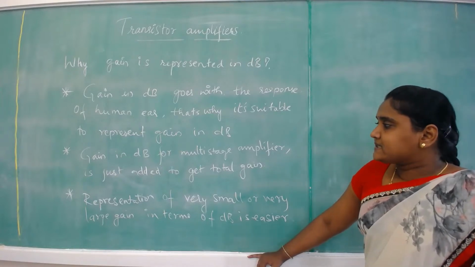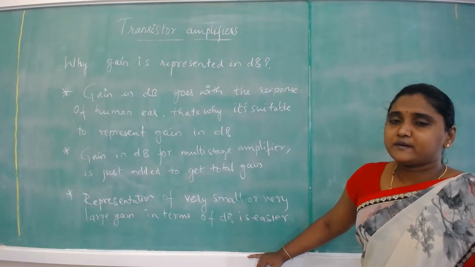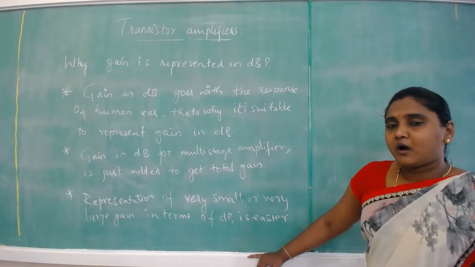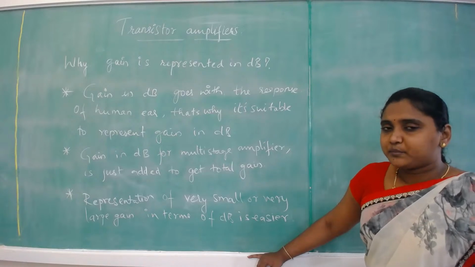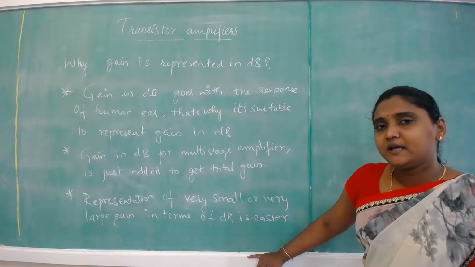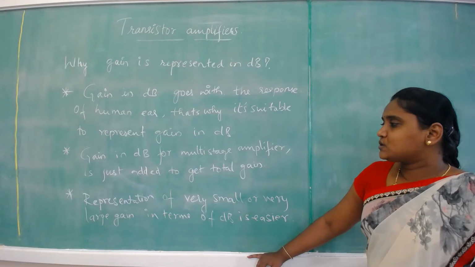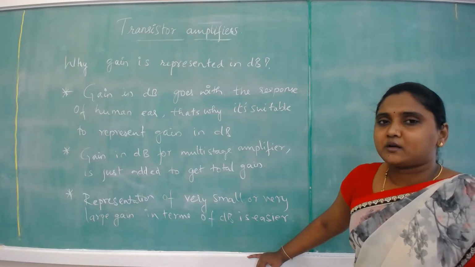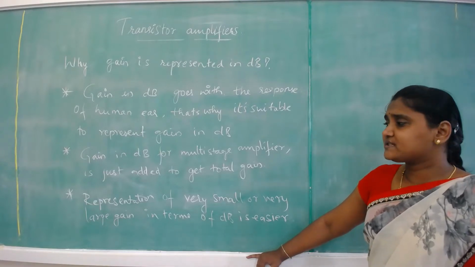And in a multi-stage amplifier, if you want to get the total gain produced by the system, that is how much each stage is producing, we have to compute the total gain. Then in terms of dB, we just add all the individual stage gains to get the final gain. Whereas in normal representation, it will be the product, that means we have to multiply the gain of each stage.